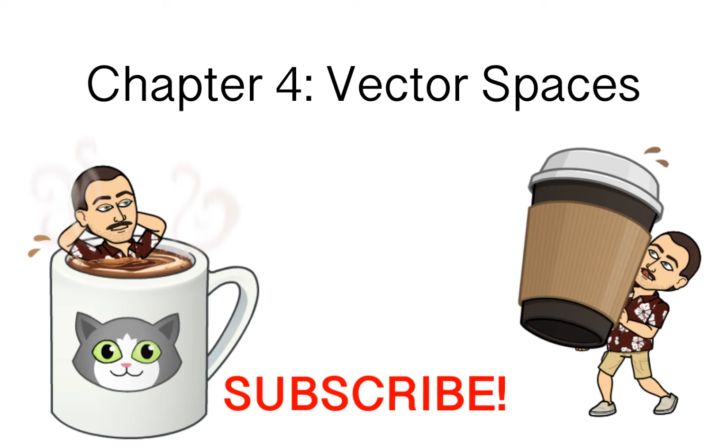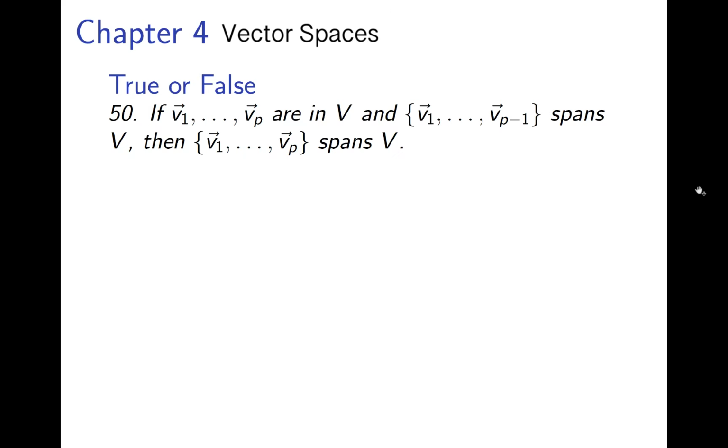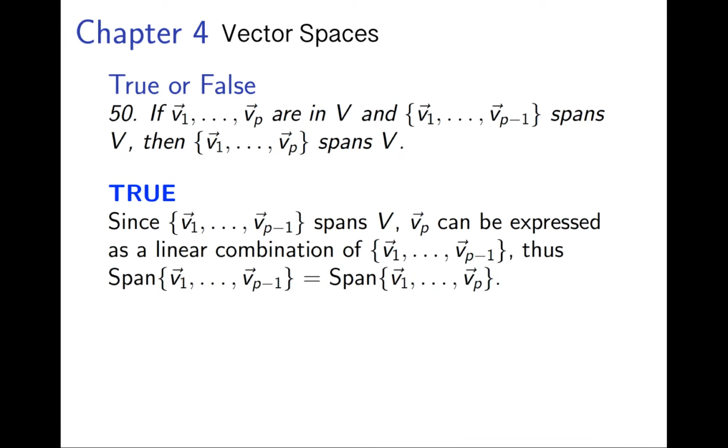Time for Chapter 4, Vector Spaces. Number 50. If V1 through Vp are in a vector space V, and the set V1 through Vp minus 1 spans V, then the set V1 through Vp spans V. Well, this is true. Since the set V1 through Vp minus 1 spans V, this means that the vector Vp can be expressed as a linear combination of the vectors V1 through Vp minus 1. Thus, the span of V1 through Vp minus 1 is equal to the span of V1 through Vp, which is equal to V.